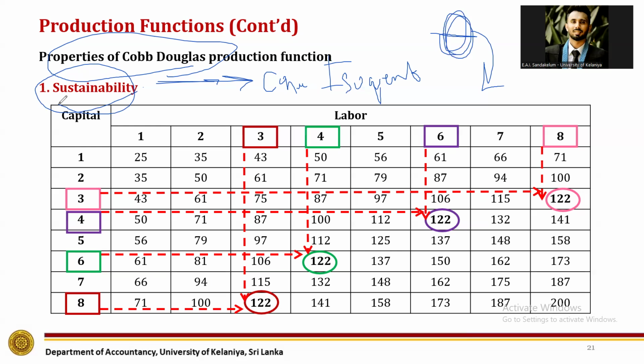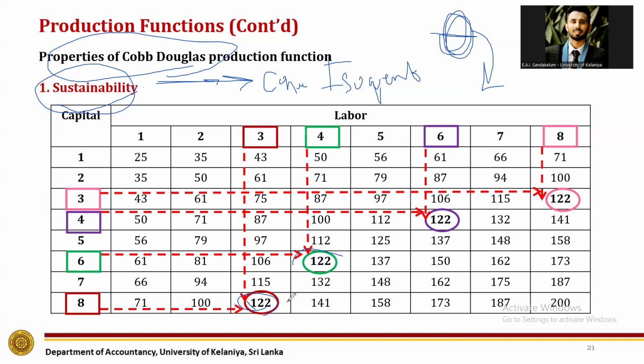You can see by looking at the data, sustain means the 122 is 4 times. That means that was the maximum number. By looking at this number, we can identify it to be sustainable. So we need to produce the particular 122 units. This is also 122 we have for the 4 places.